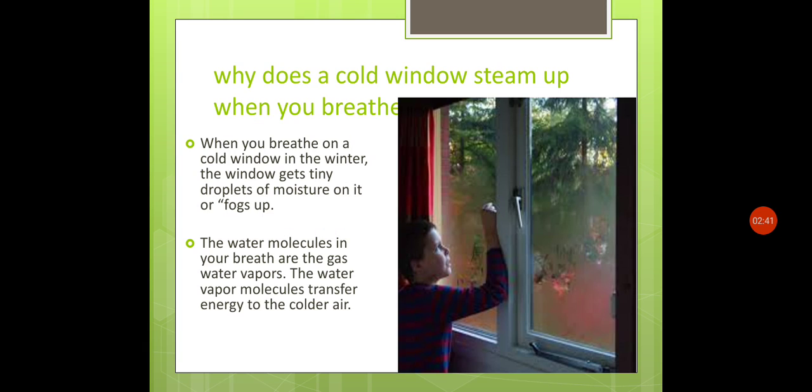Why does a cold window steam up when you breathe? When you breathe on a cold window in the winter, the window gets tiny droplets of moisture on it or fogs up. The water molecules in your breath are the gas water vapor. The water vapor molecules transfer energy to the colder air.